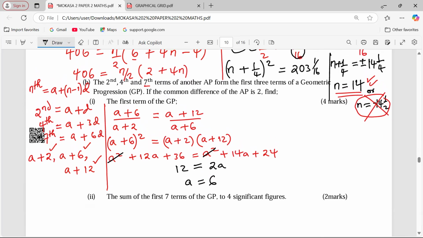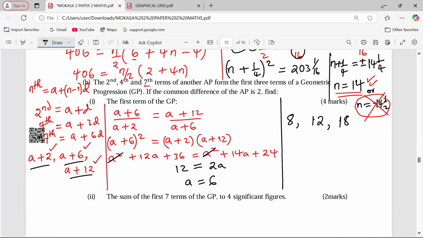Now, it's very good for you to know that this value of A is the first term in the AP. That means now, the second term in this AP is here. These are the terms in the GP now. So in the GP, we have A of 6 plus 2, giving us 8. Then 6 plus 6, giving us 12. And 6 plus 12, giving us 18. So that's how the terms are following one another.